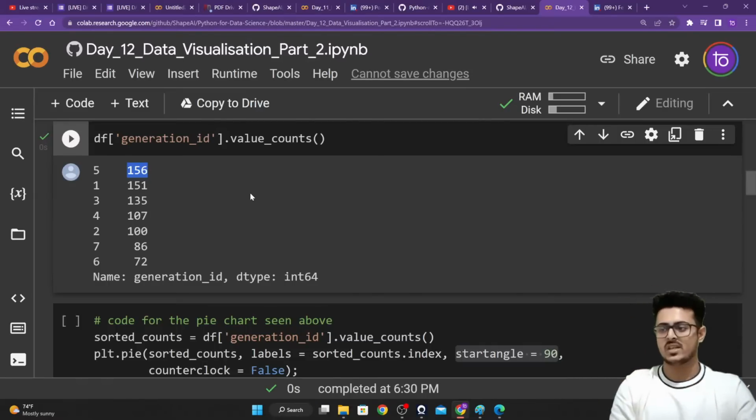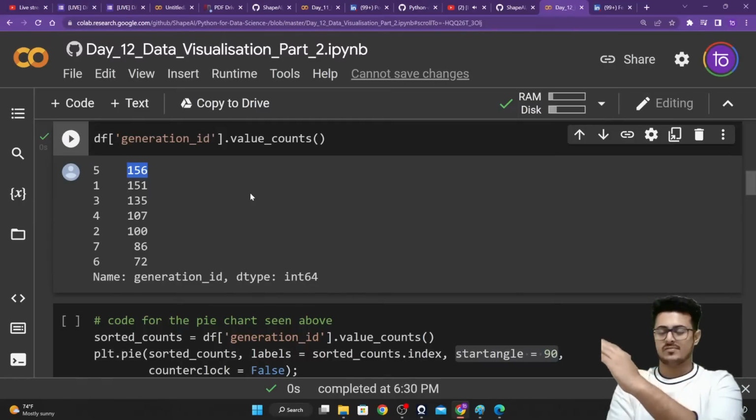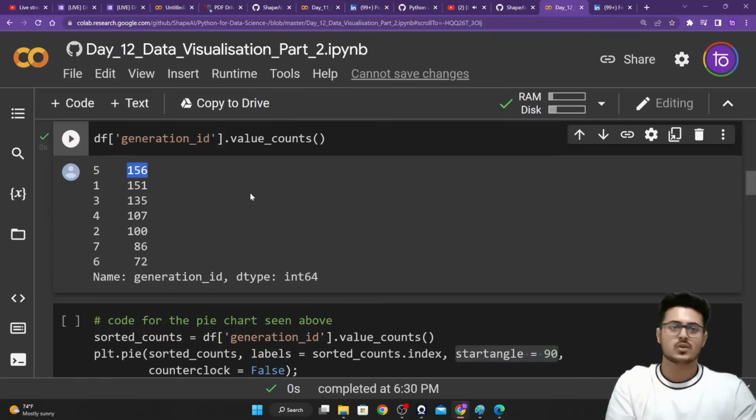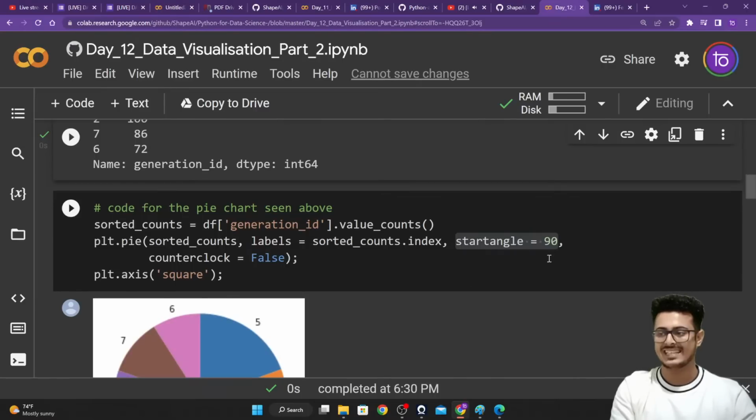Are you guys able to understand this? Please let me know. The next thing will be 151, generation ID 1, and so on and so forth. Are you guys able to understand this particular concept? What is the start angle 90? That is, you want to start the counting from here and go in the clockwise direction.